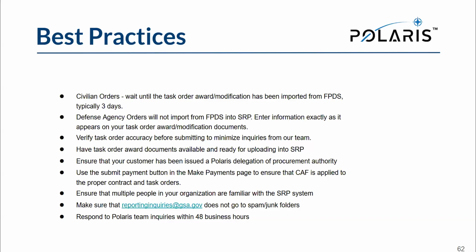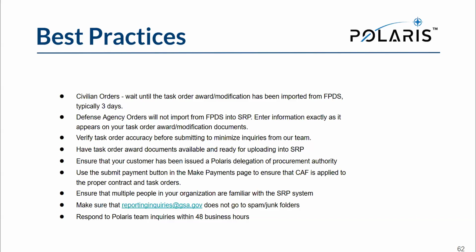Ensure that your customer has been issued a Polaris Delegation of Procurement Authority. Use the Submit Payment button in the Make Payments page to ensure that CAF is applied to the proper contract and task orders. Again, do not go directly to the pay.gov website to try and make a payment.